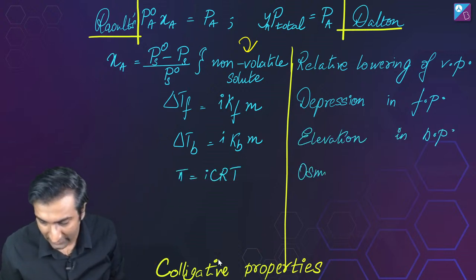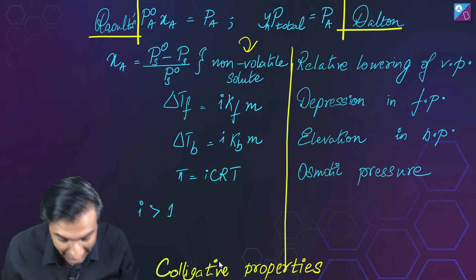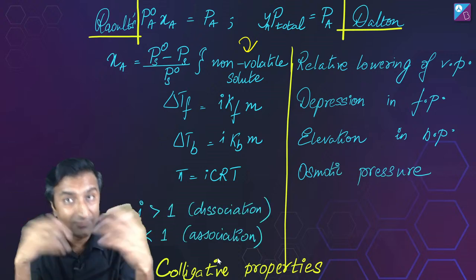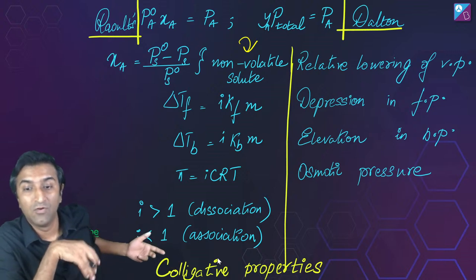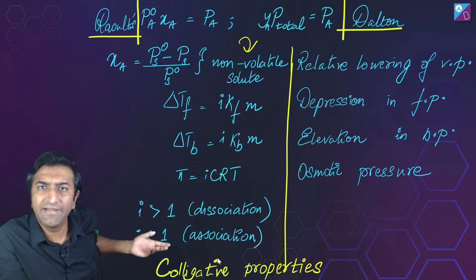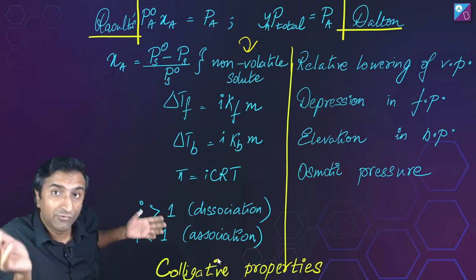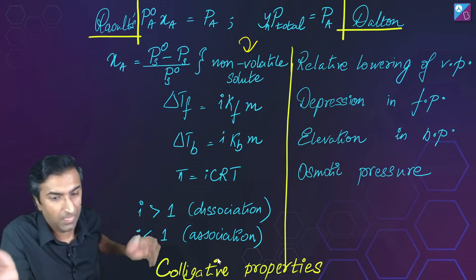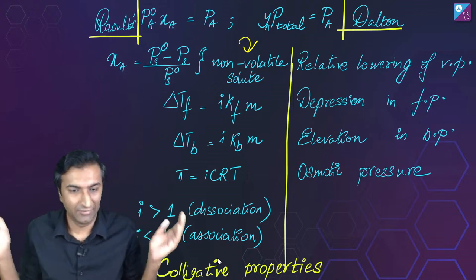Pi equal to iCRT, that's osmotic pressure. i is greater than 1 when there's dissociation. i is less than 1 when there's association. Dissociation mein i kyun hoga? Because zyada particles ban rahe hain than expected. Association mein kam hoga? Because there are fewer particles. Van't Hoff factor. Ho gaya na Bhaskar?